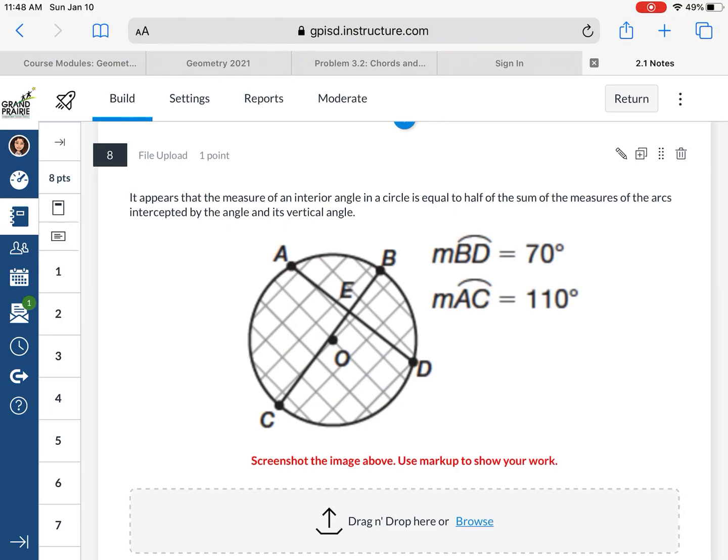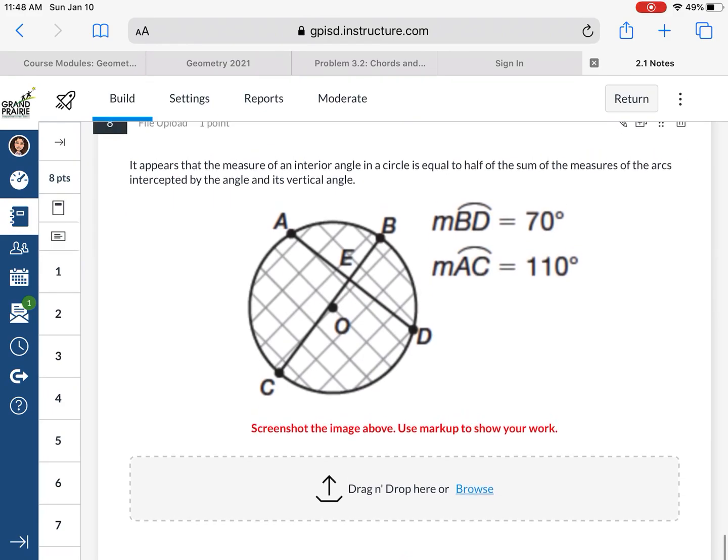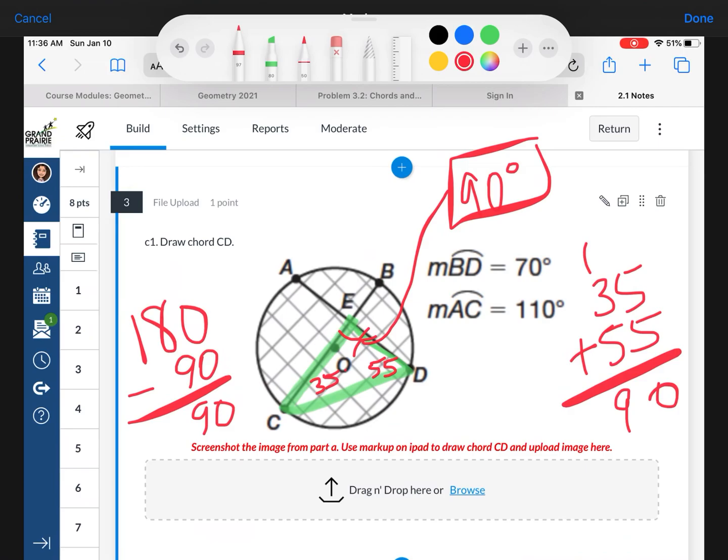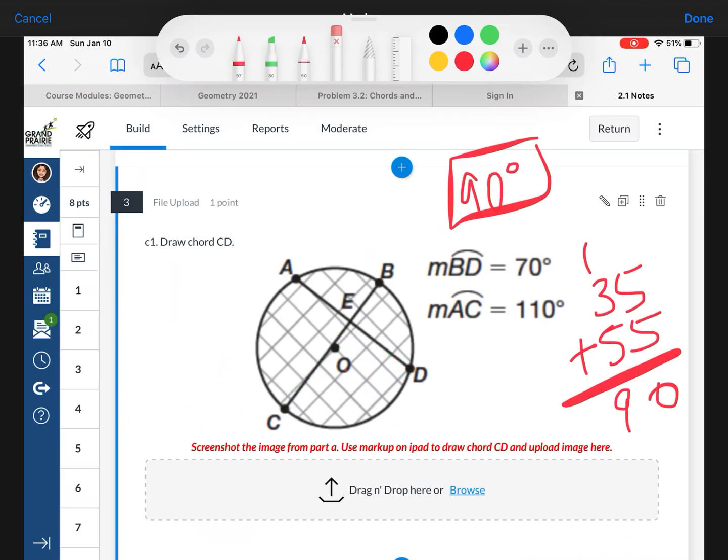2.1. It says it appears that the measure of an interior angle in a circle is equal to half of the sum of the measures of the arcs intercepted by the angle and its vertical angle. Okay? So basically what we learned, let's go back to our picture and mark it up so we can fully understand this. So I'm going to erase this extra information.